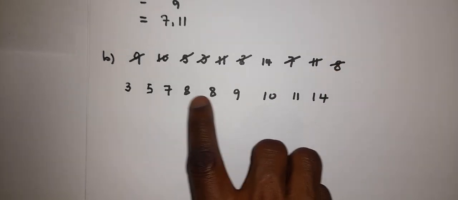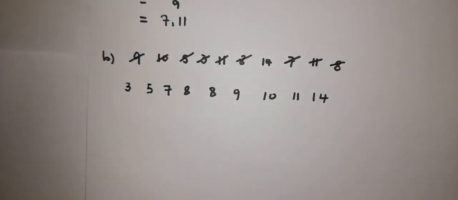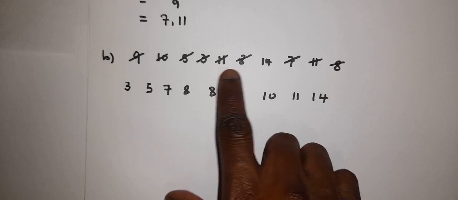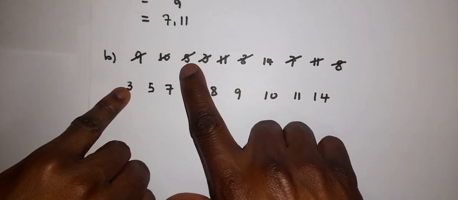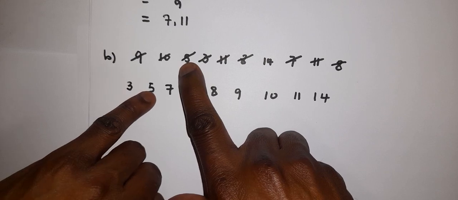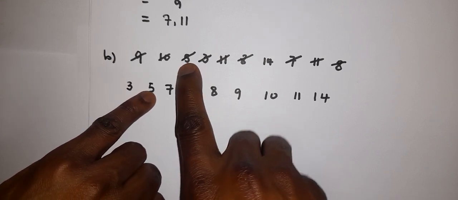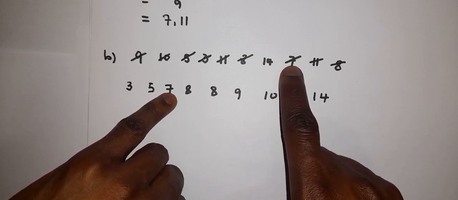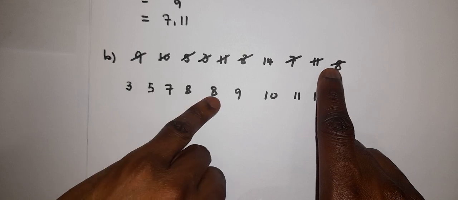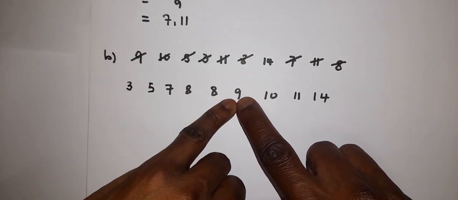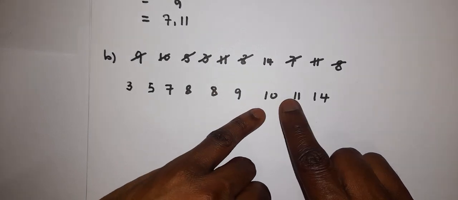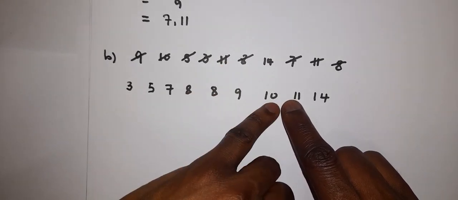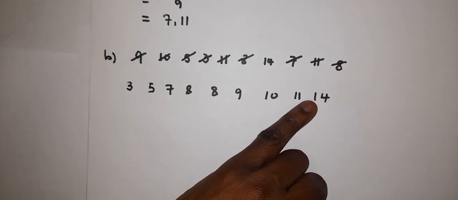1 2 3 4 5 6 7 8 9. Right, so you do see that I've actually missed a value here, so help me check again. We had a 3, there's my 3. We had a 5, there's my 5. We had a 7, there's my 7. We had 2 8s, there's my 2 8s. There's my 9, and then there's my 10, my 11, and then my 14.